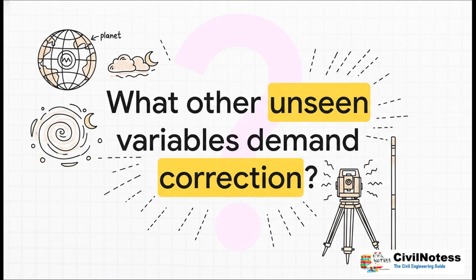That's the core of leveling that you really need to master for your exams. But the thing about engineering is the search for precision never really stops. So I'll leave you with this. We've learned how to correct for the planet's curve and for light bending through the air. But what else is out there? What about the instrument expanding and contracting with temperature? Or the ground itself settling under the tripod? The best engineers are the ones who never stop asking, what else could be affecting my measurements?